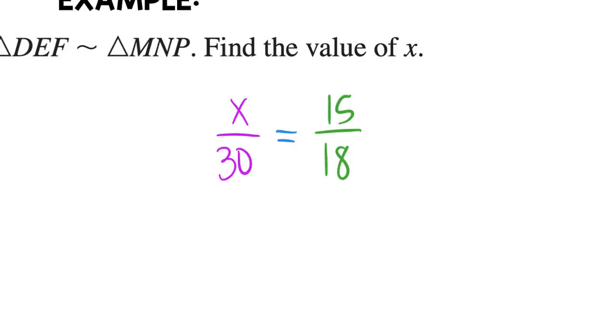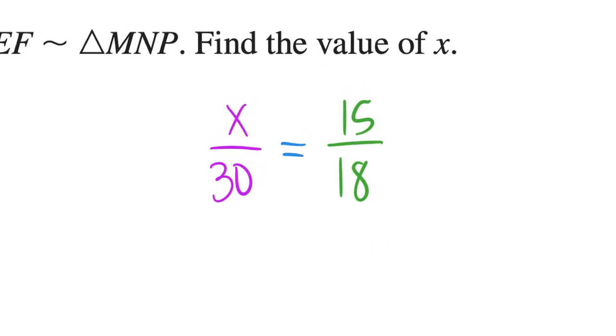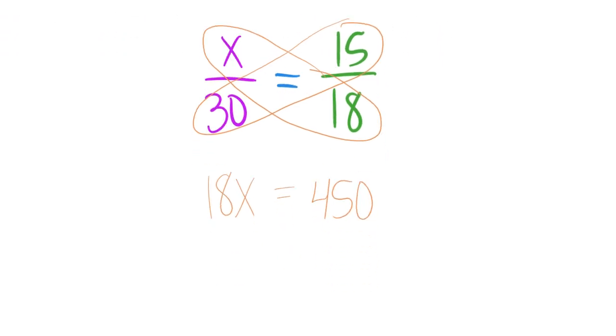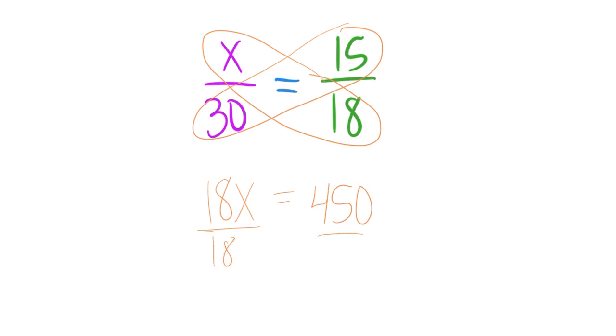And now that we have this set up, this is called a proportion. So whenever you have two ratios that are equal to each other, it's called a proportion. And a quick way to solve these is just cross multiplying. This is something that you probably learned a long time ago. So I'm going to cross multiply here. 18 times X is 18X. And then 30 times 15, that is 450. And then to solve for X, you could just divide both sides by 18 here. So X would equal 25. There we go. That's the missing side.